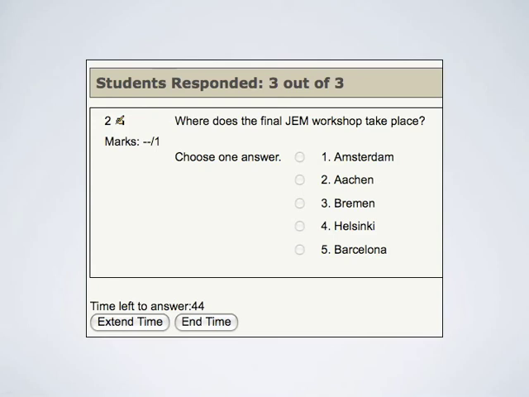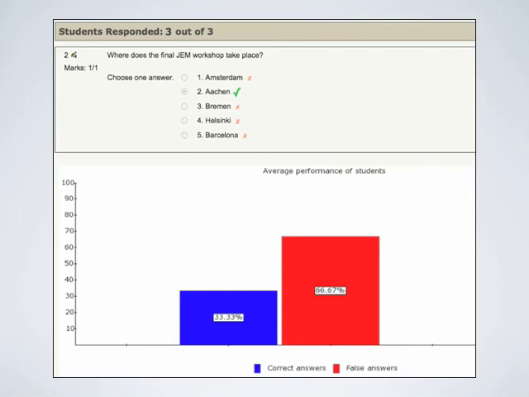And now on this screenshot you see that already all my students have responded, and then I press End Time. I get to see the distribution of students' answers, and I see that only one student out of 3 got it right. It is in Aachen, and 2 out of 3 got it wrong.